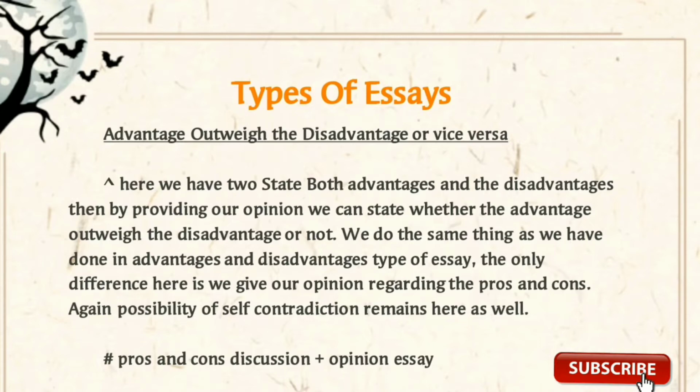We do the same thing as we have done in the advantage and disadvantage type of essay. The only difference here is we give our opinion regarding the pros and cons. And again, there are chances of self-contradiction in this kind of essay as well. So, this is basically a kind of pros and cons discussion plus our opinion type of essay.